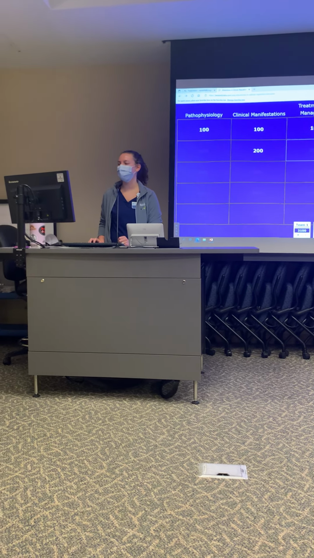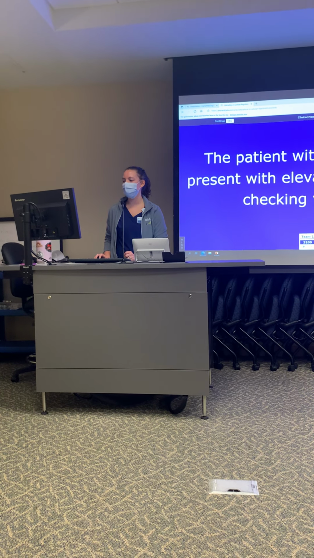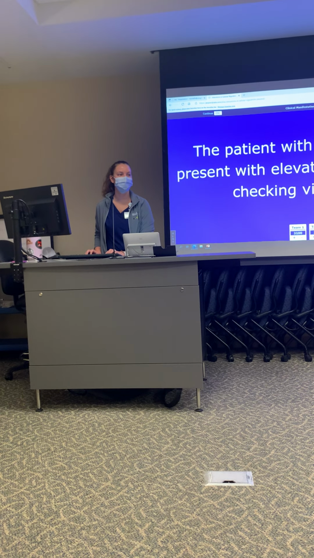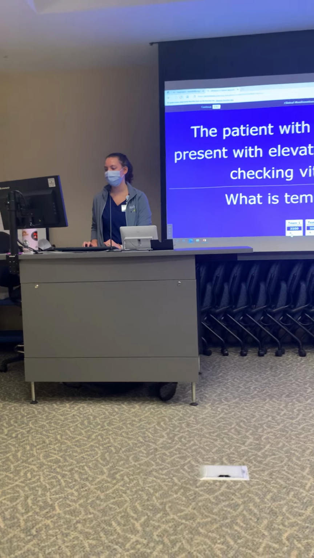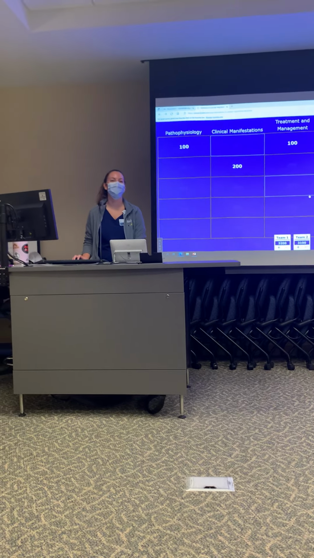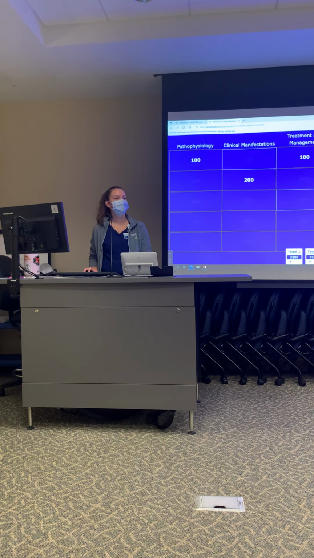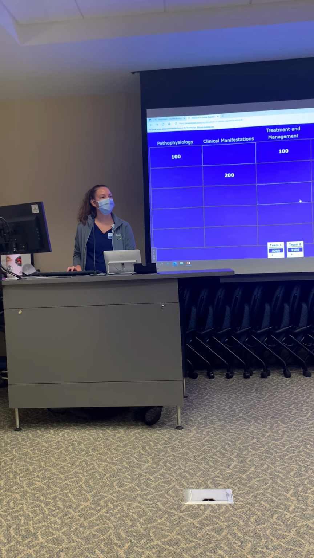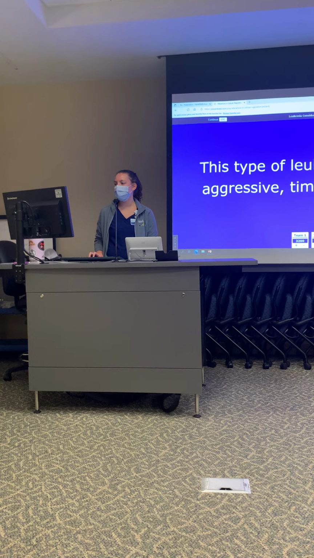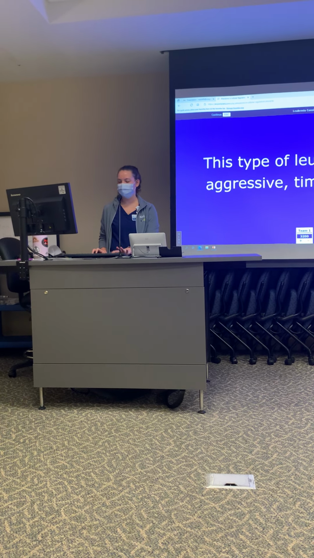Let's go with clinical manifestations 100. The patient with leukemia may present with elevated blank when checking vital signs. Team 1, temperature. I knew it, but I hesitated. Now they're only 100 above us. We'll do leukemia for 200. This type of leukemia requires aggressive, timely treatment. Team 1, acute.